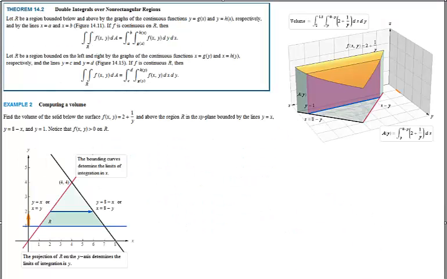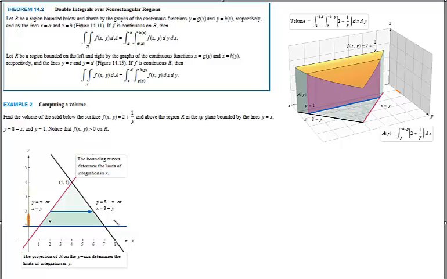In our next example, we're going to be looking at the function 2 plus 1 over y, which is this yellow, and it's an elevation type of plane, and we are cutting this by these boundaries, y equal x, y equal 8 minus x, and y equal 1. So here we have this sitting here in this bottom graph. Now I've got to figure out my limits of integration.